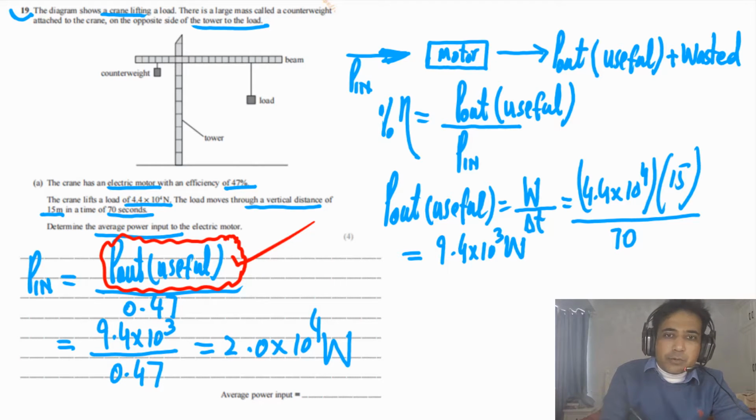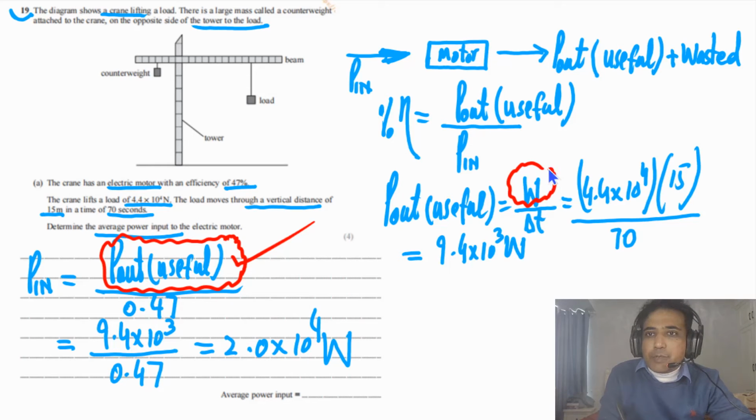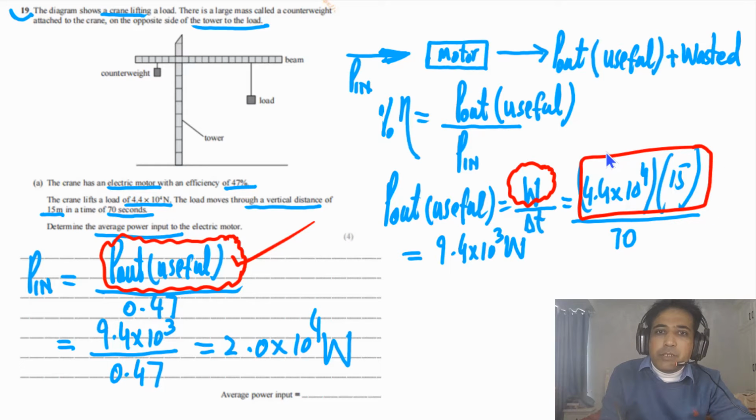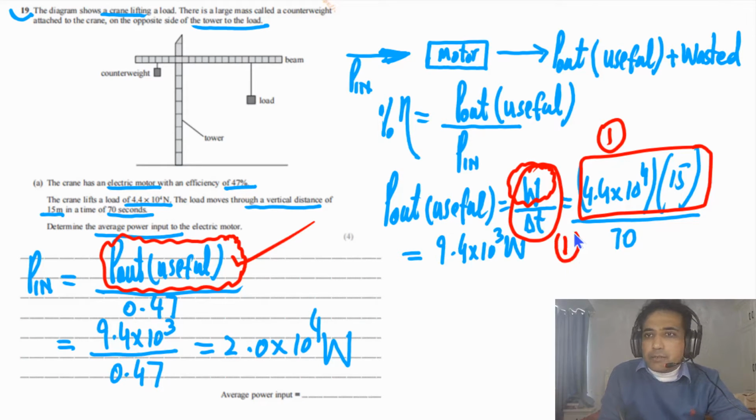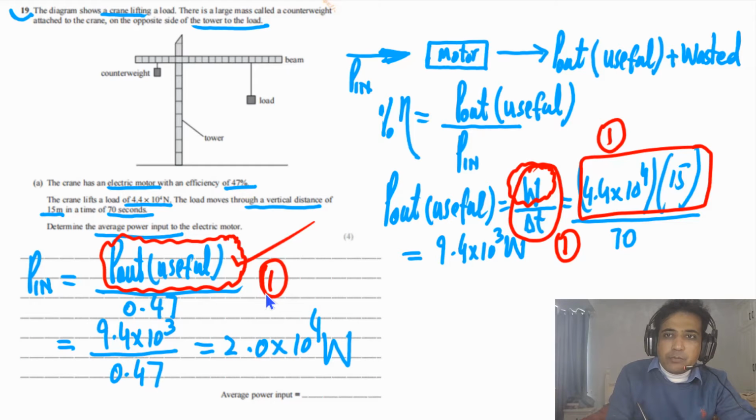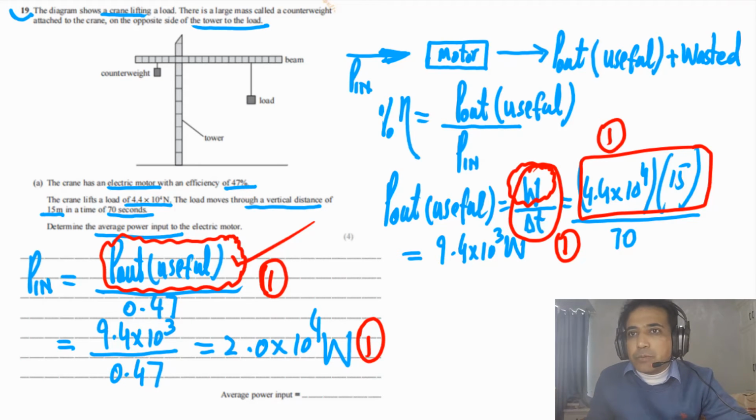The first mark will be given to you if you have used this formula, W equal to this one. So this will be the 1 mark. The second mark you will get if you have used W over delta T, you will get another mark. The next mark you will get if you have written P out in this form, P in this form. And the last mark you will get if you have got the right answer. So this is how 4 marks will be awarded to you.